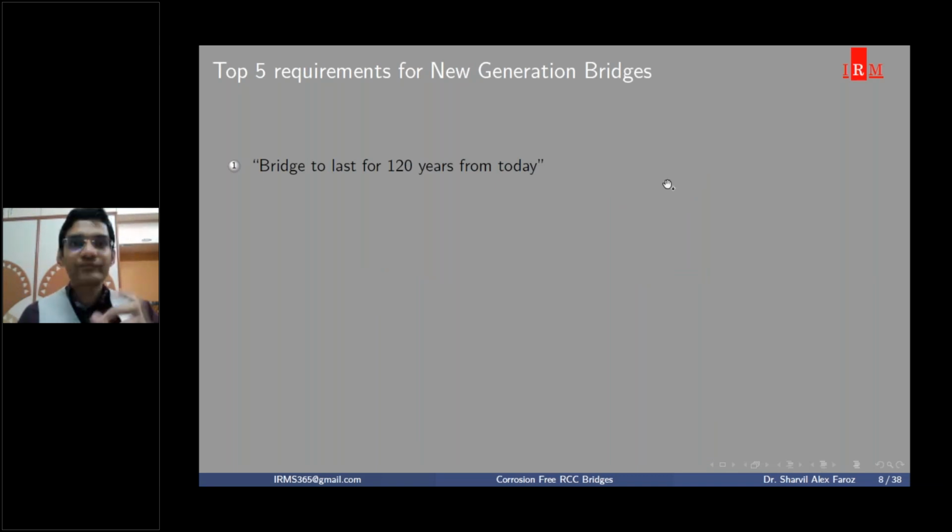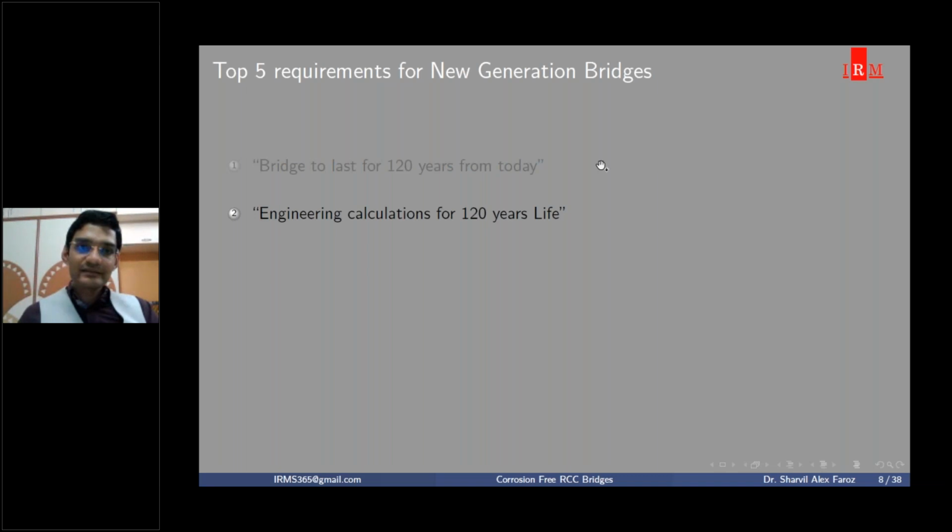Through my interaction with various metro agencies, what I could understand about their top five requirements is that they would always want the bridge or the viaducts to last for 120 years from the day of construction. As I told you, people are struggling to understand what they mean by 120 years.